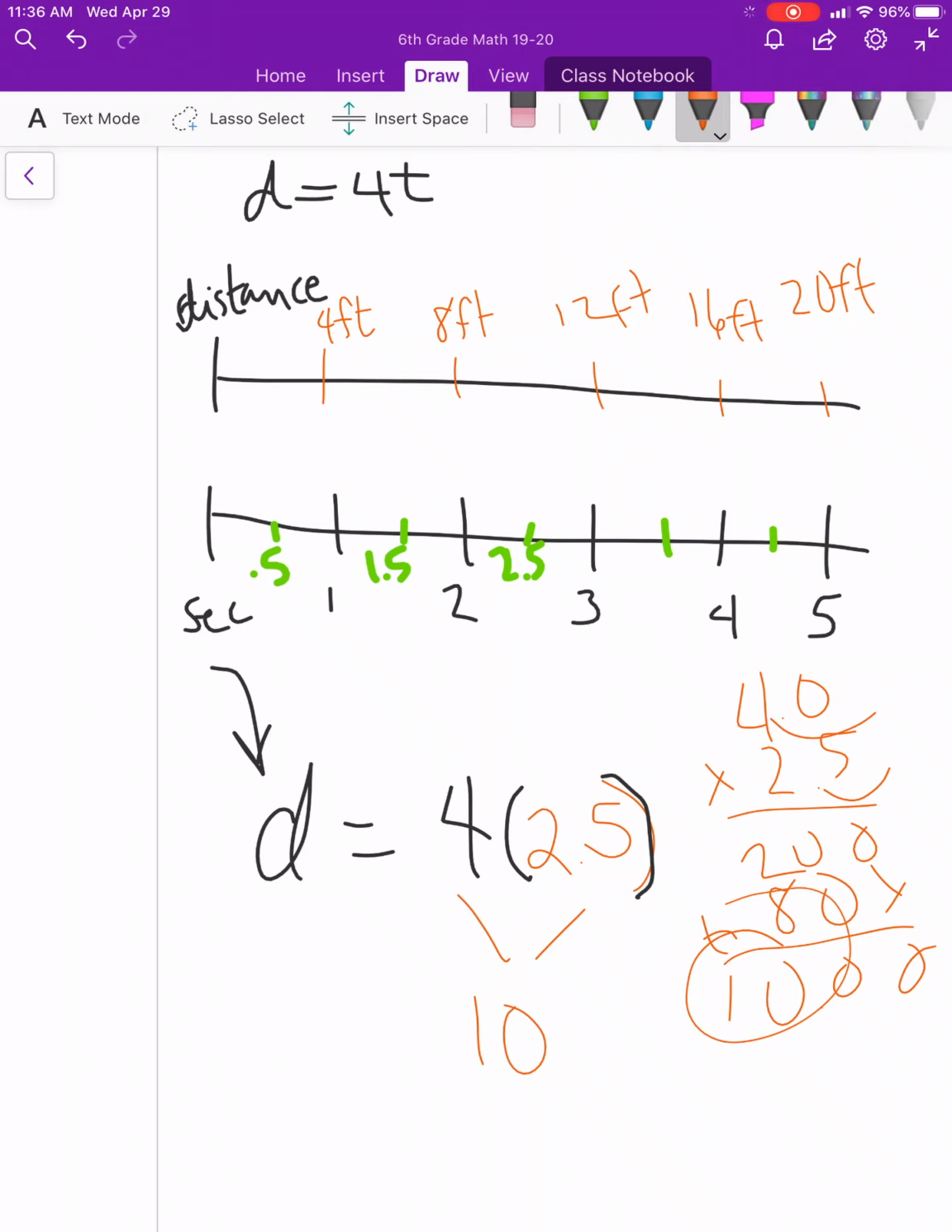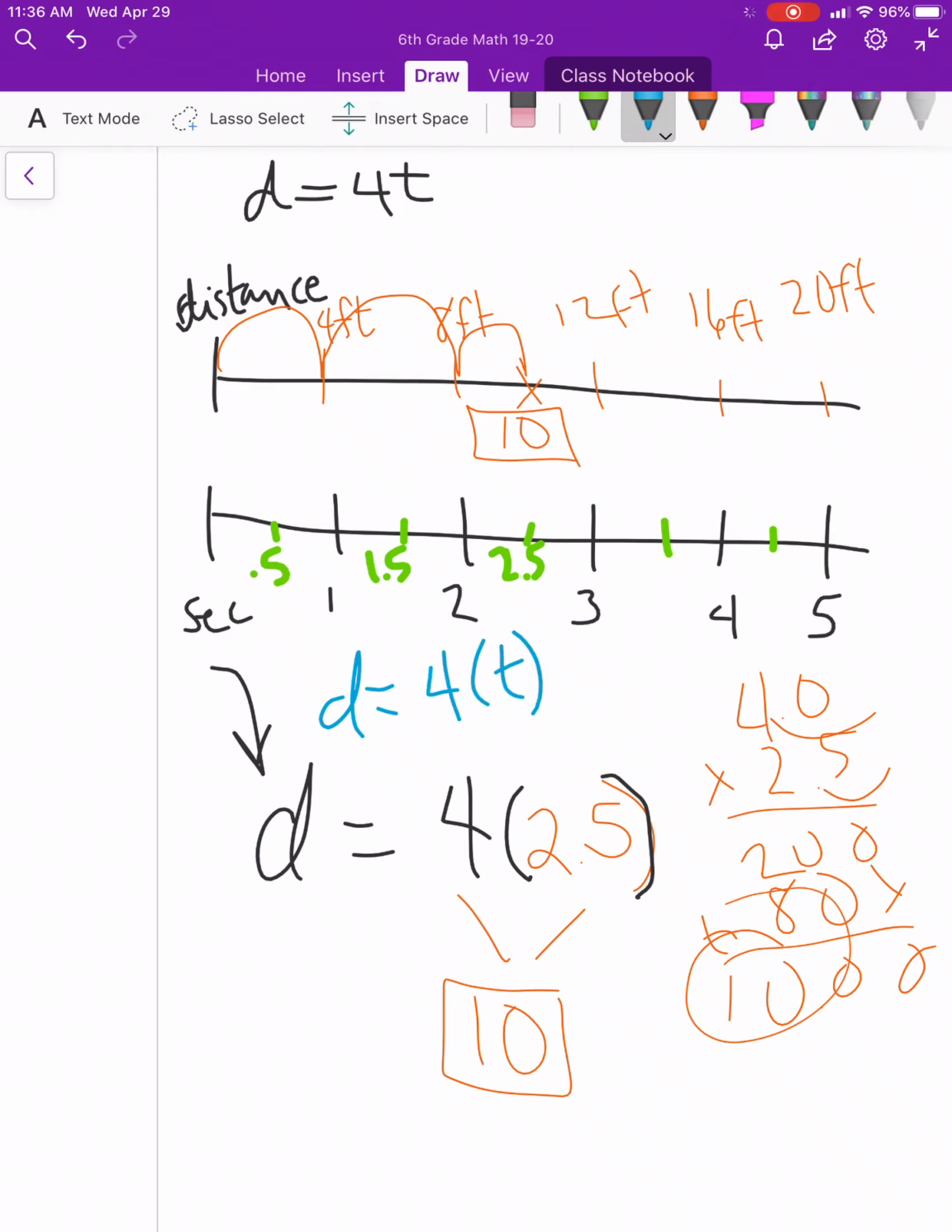And same as up here on the number line, here's 1, 2, and a half. This is where I need to get to. What's half between 8 and 12? 8, 9, 10. 10 is where I would be at. So I can do it on a number line. I can do it on an equation. And so when I say I would just plug in 2.5 for t, my original equation here was this, right? Okay.